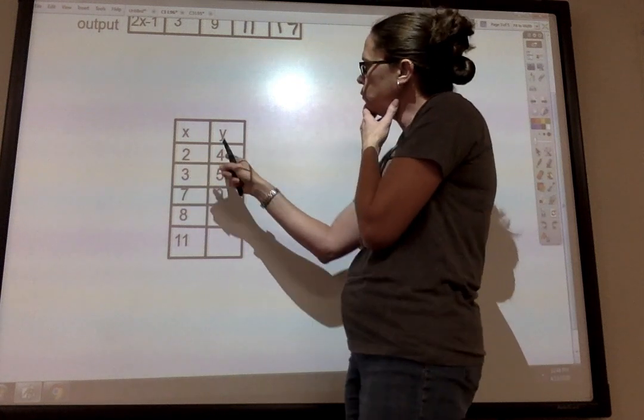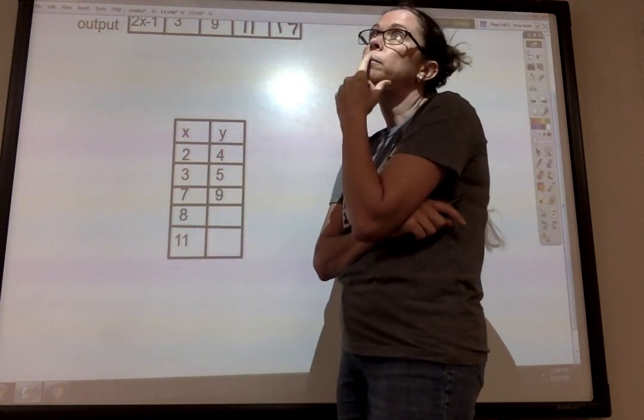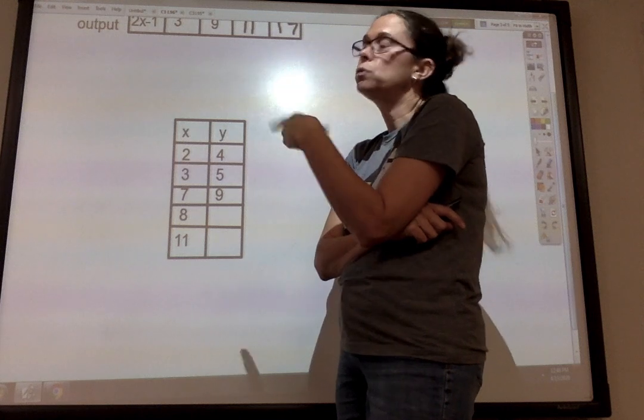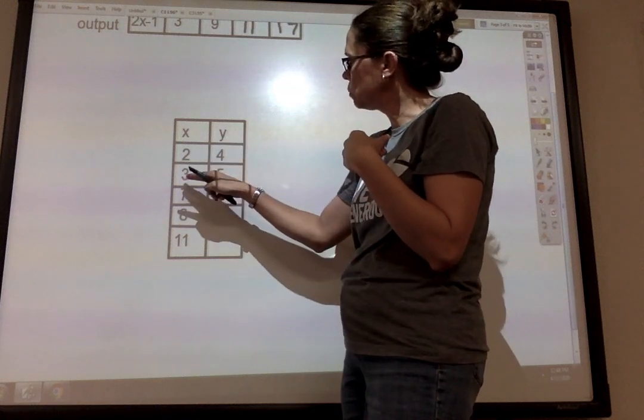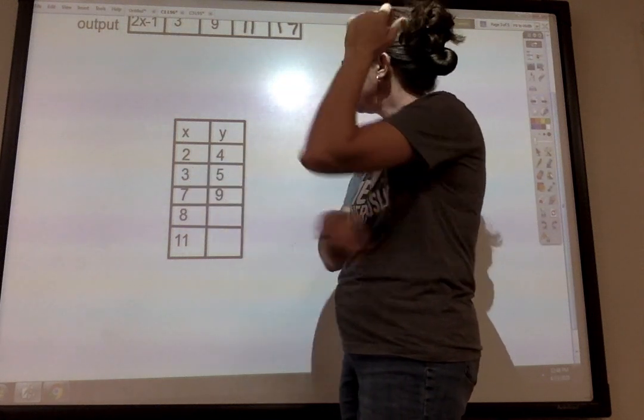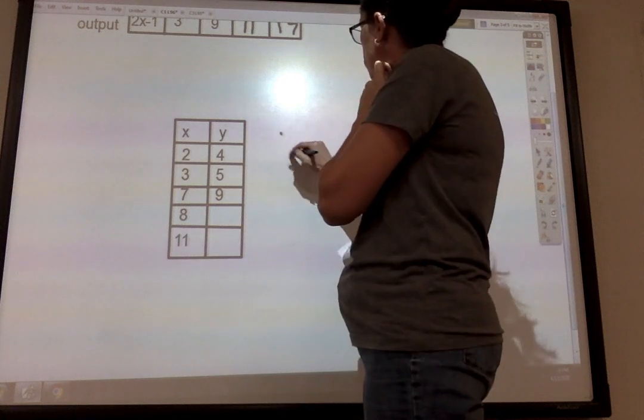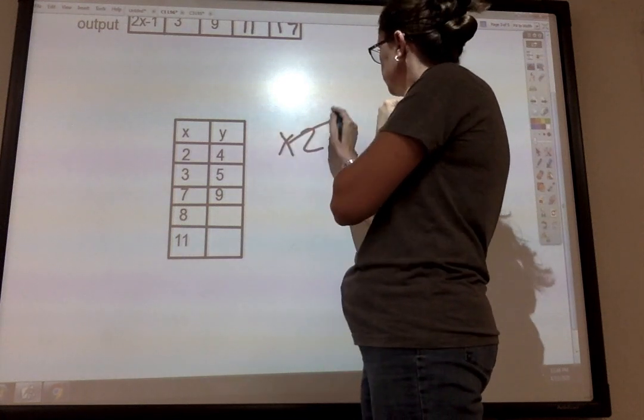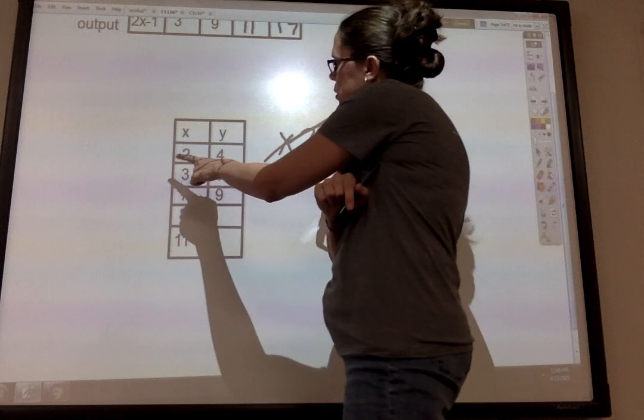Okay, from 2 to 4. It could be times 2 because 2 times 2 is 4. So let me see if that works here. Is 3 times 2 5? No, so it's not times 2. So I tried times 2 and that wasn't it.